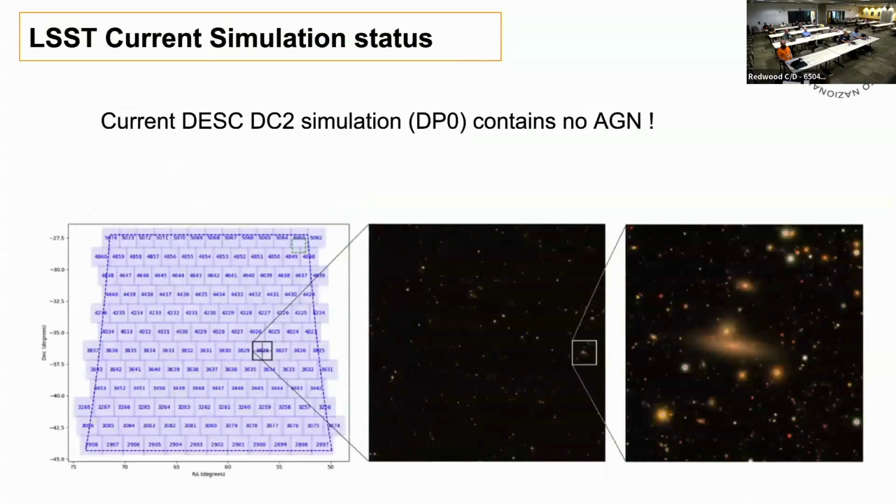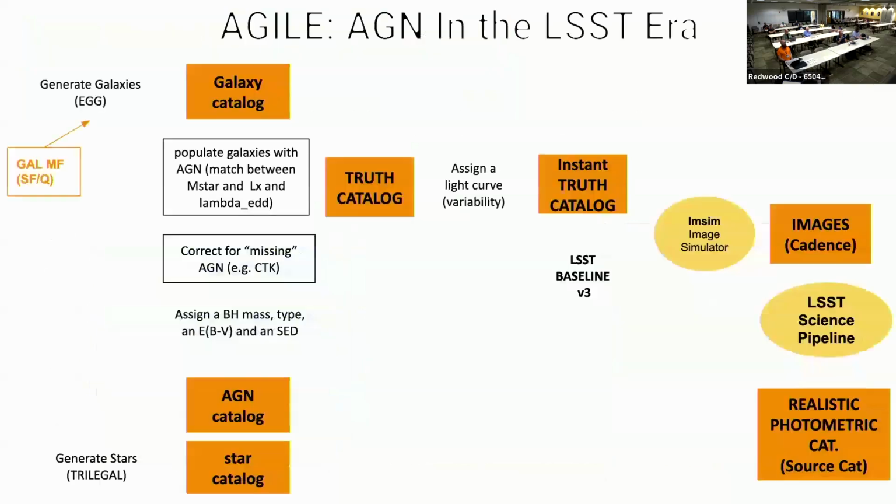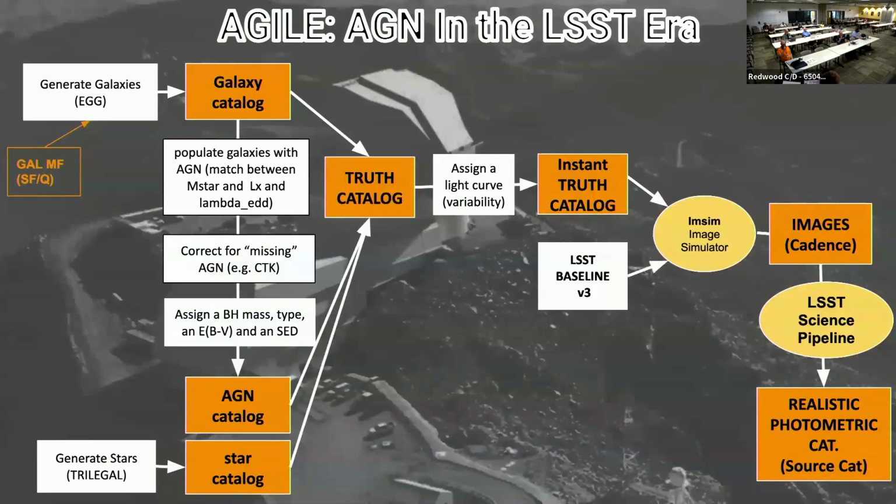Regarding the current simulation status in LSST, as you may or may not know, we have absolutely no AGN in DP0. So in the AGN science collaboration, we have a big need to actually have these simulations. So we have produced this pipeline, which we call AGILE, or AGN in the LSST era. The idea of AGILE is to mimic something that was already done in DP0.